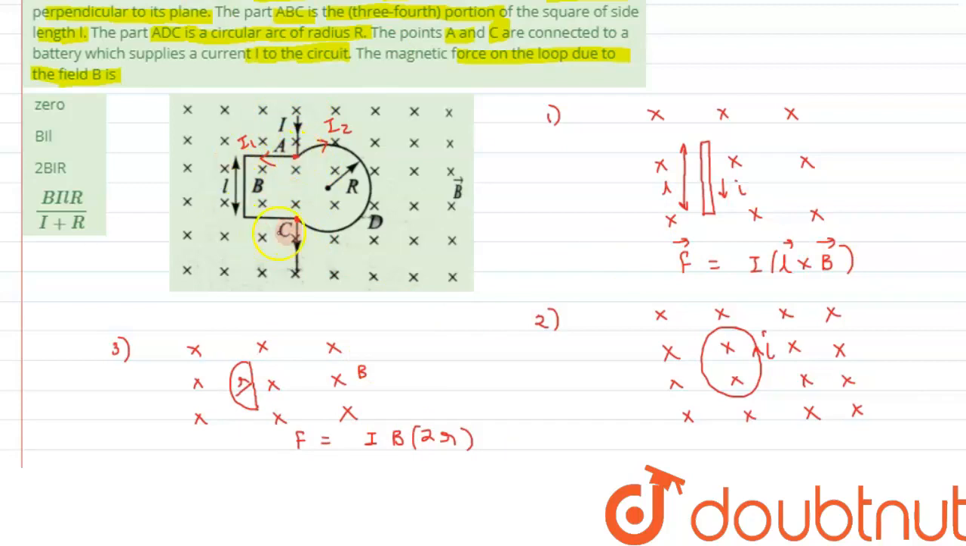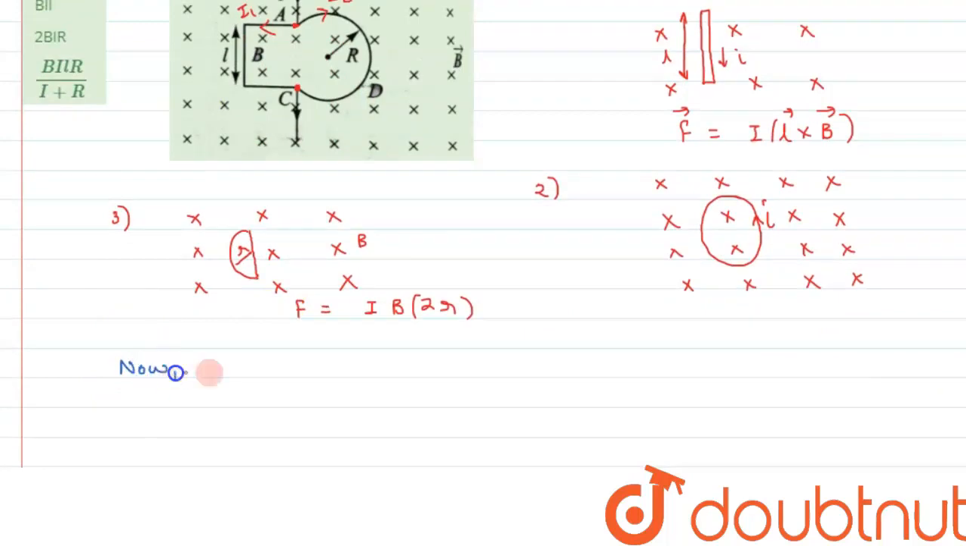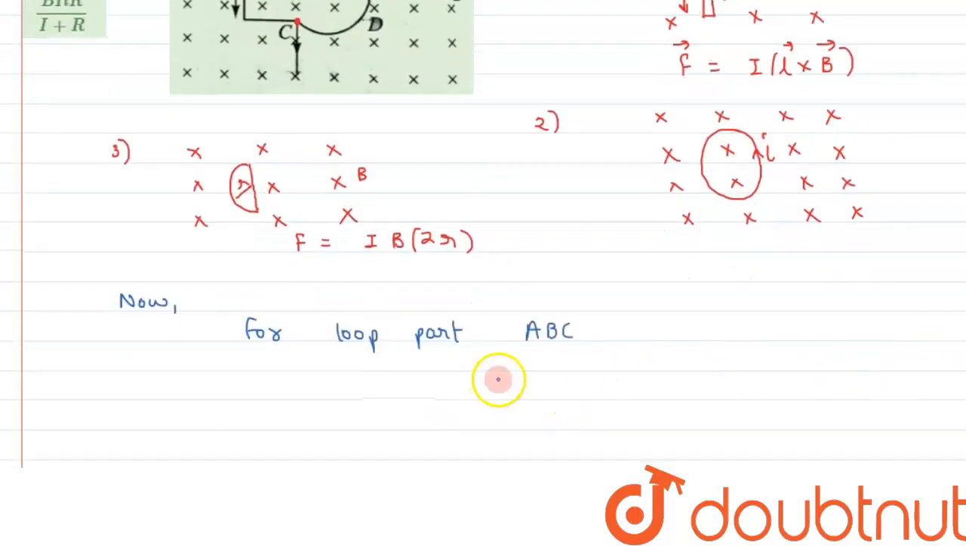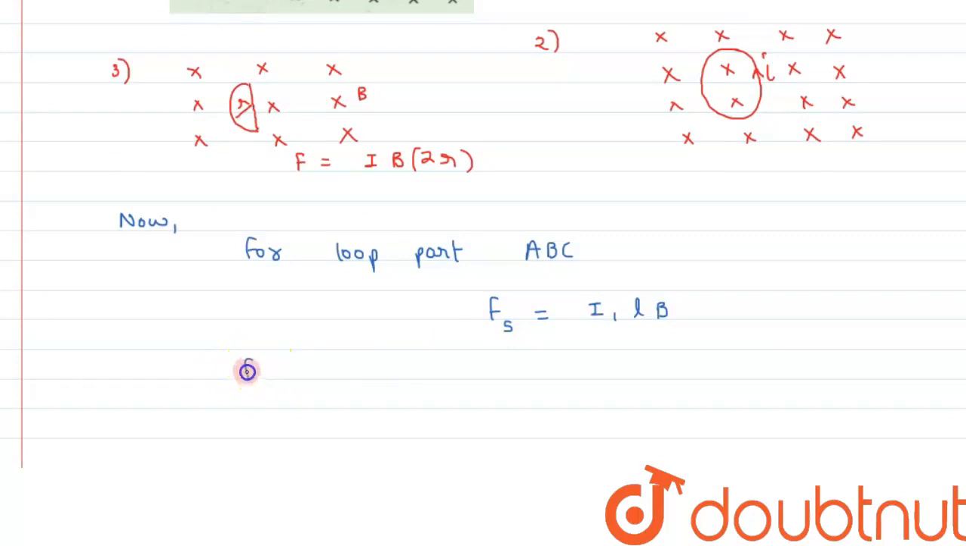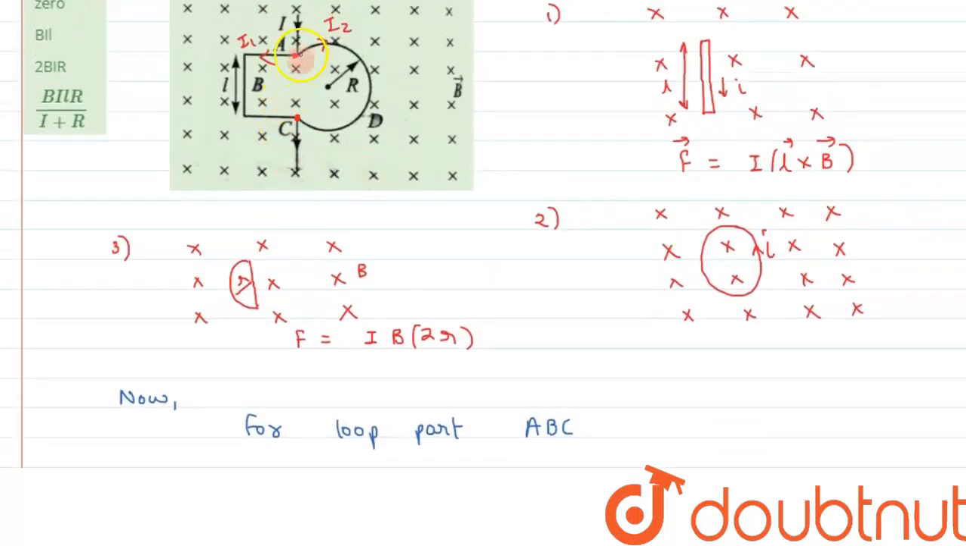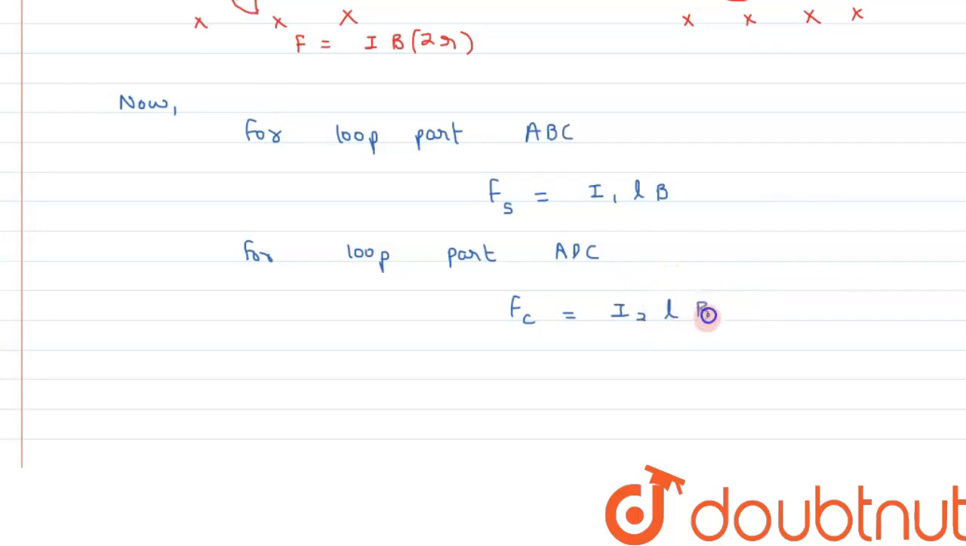Now for the loop part ABC, the force acting on the square section can be given as I1 into length L and magnetic field B. Sine theta is 1, so we are taking just the magnitude, I1 L B. Similarly, for loop part ADC, the force acting on the circular part can be given as I2 into L, since the distance between A and C for the square loop and for the circular loop is the same, into B. So these are the two forces.